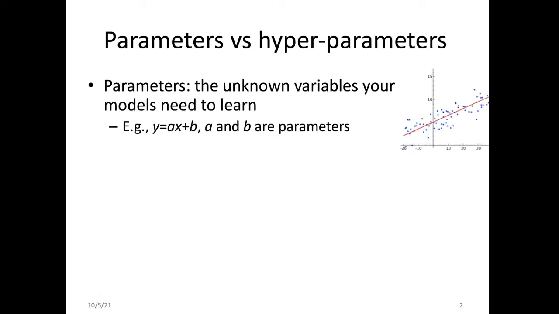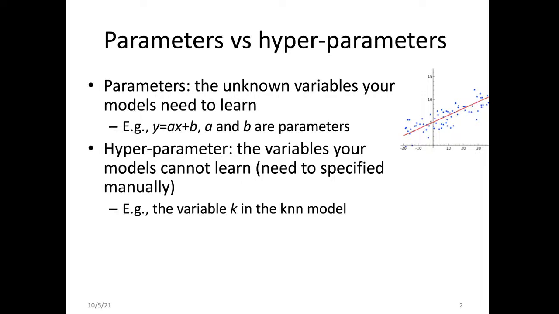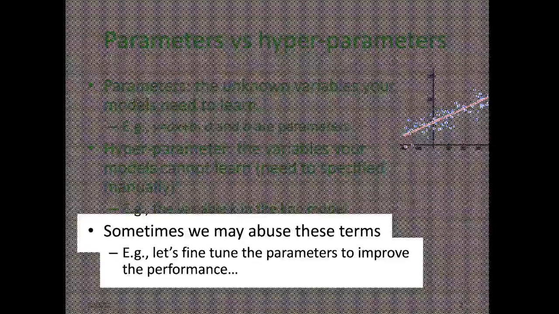Okay, and we also talked about parameter versus hyperparameter. We said that a parameter is an unknown variable that your model needs to learn by itself. So for example, let's assume that, let me open the pen.